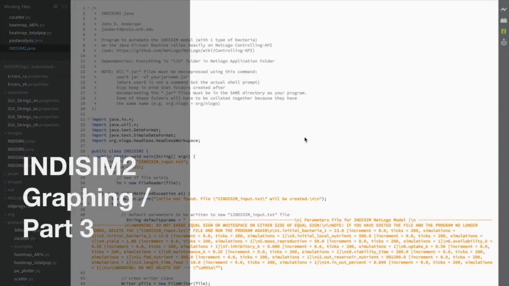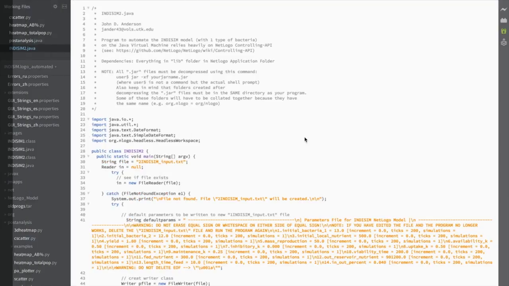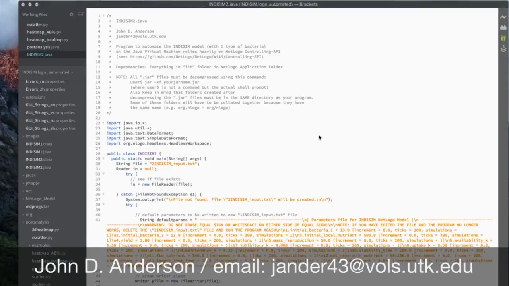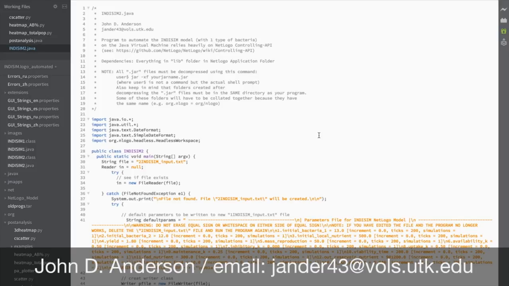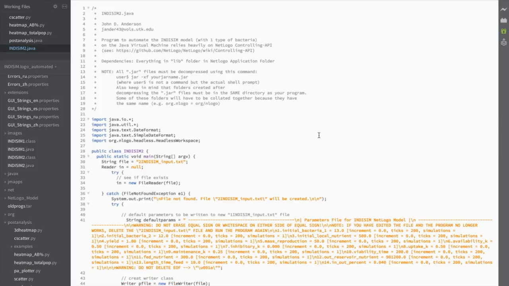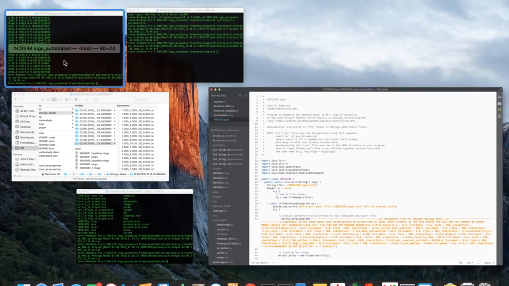In this video, we follow up with part 3. In the last video, we looked at plotting data with a scatter plot and a heat map, but we were actually only plotting the total population of bacteria at the end of the simulation. What I have been working on since then is actually getting it to plot a percentage of population A, population B. And so let's go ahead and look at that.